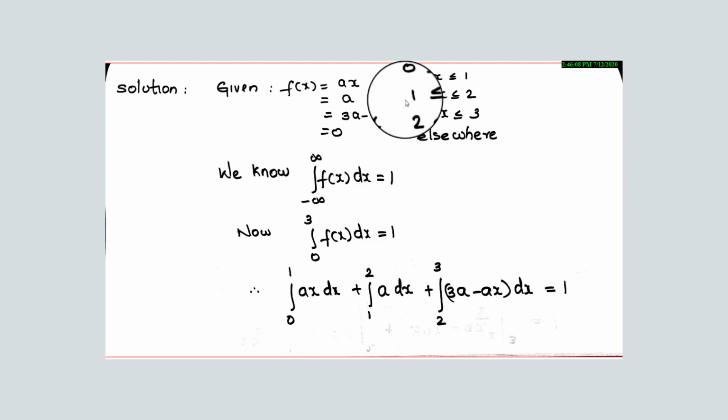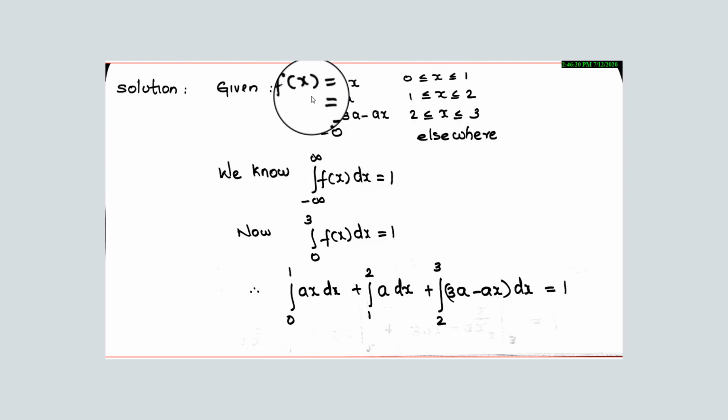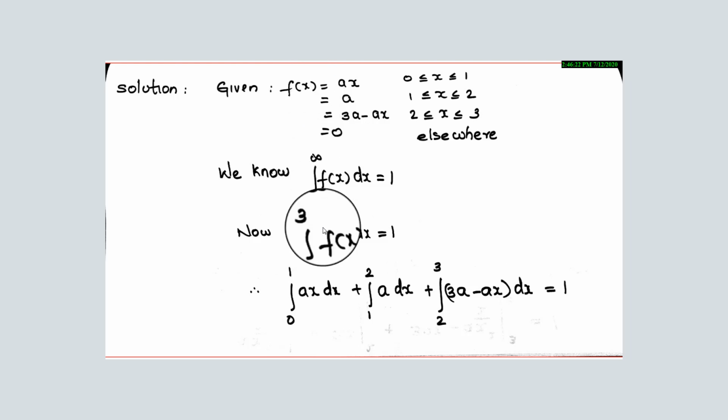Over here our limits are defined starting from 0 and ending at 3. For 0 to 3 your f of x has been defined. So we'll first write in the most general manner as integration 0 to 3 f of x dx is equal to 1. Now we'll split this f of x over the different ranges of integration.